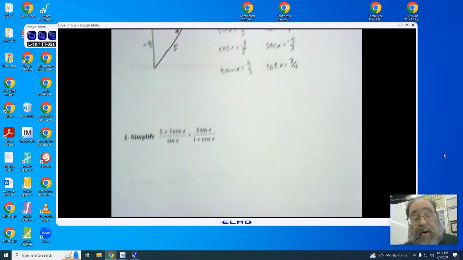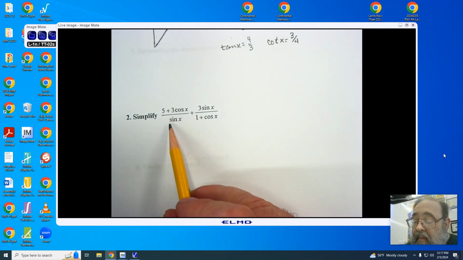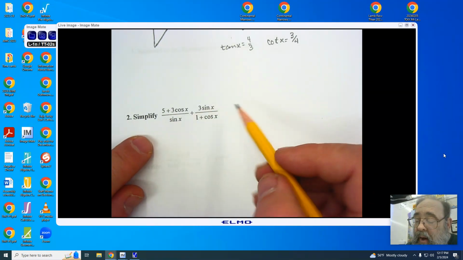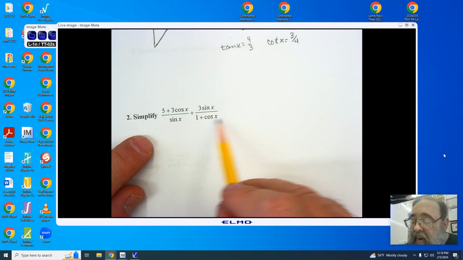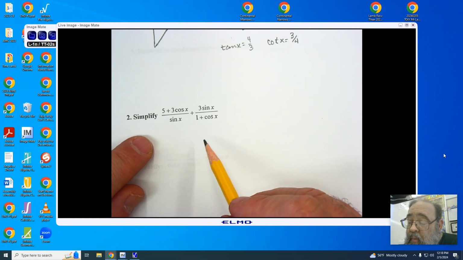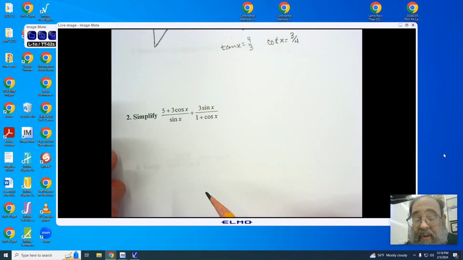In number 2, we are attempting to simplify. Now, there's no real easy way to simplify it. You've got a few choices. I can, for example, multiply the top and the bottom here by sine. That'll create a sine squared here. And that would force me to multiply this by the conjugate pair, 1 minus cosine x. And we know that 1 minus cosine squared is sine squared, which would then allow us to proceed.